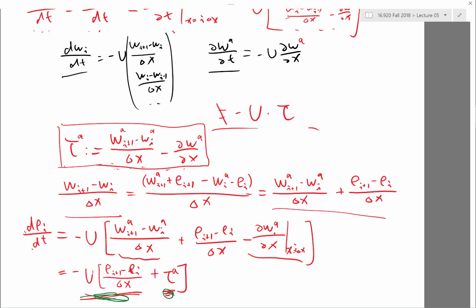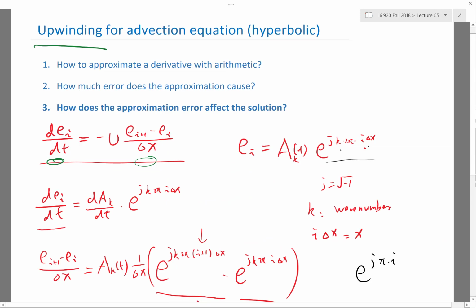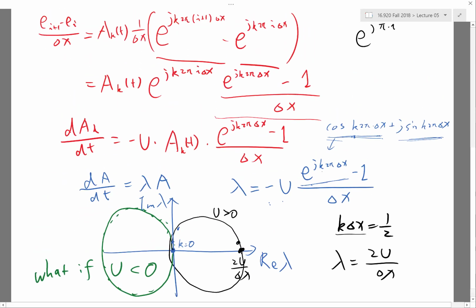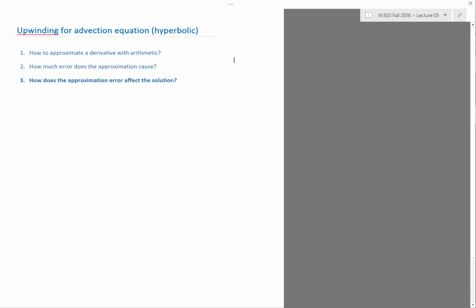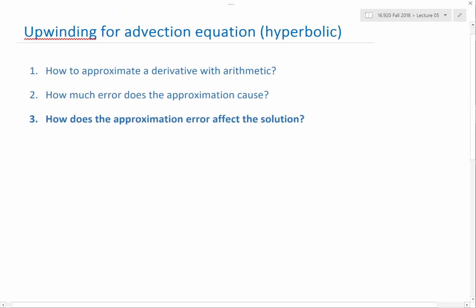Okay. All right. So this is our analysis for the forward and backward differentiation schemes. How about the central scheme? Well, let's use the same analysis to analyze the central scheme.